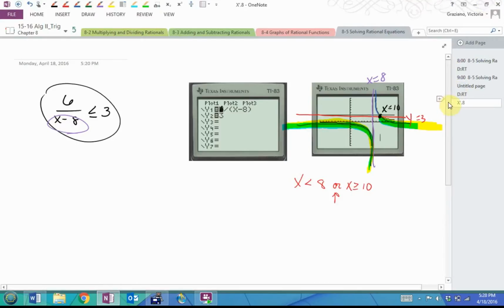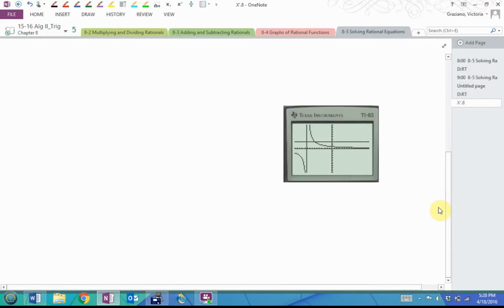Okay, so I've got one more. You can see that I had it. Probably going to have to go back to it again. So in this one I have 9 over x plus 10, and this time I want to look at is greater than 3. So here's the graph.